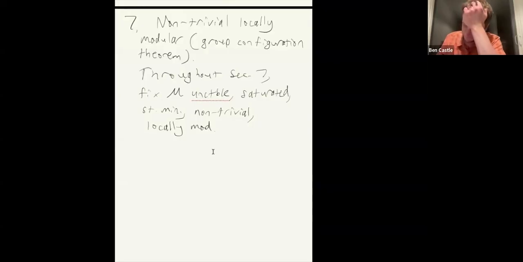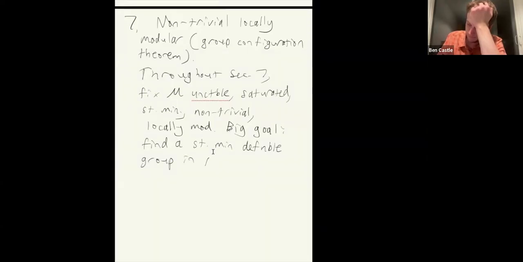Okay, and then the big goal is to find a strongly minimal definable group in MEQ. Now what I mean by that, a definable group, I mean that there's going to be a group and its underlying set is going to be definable and strongly minimal. And then the group operation is also definable. So that's the big goal.